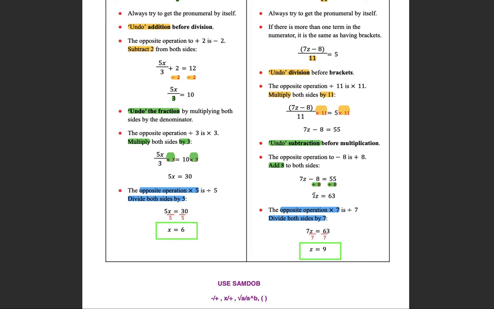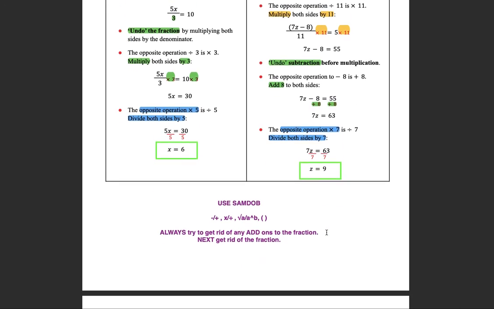So then I'm left with 7z. And again, remember 7z means 7 multiplied by z. So I have to do the opposite operation, which is to divide by 7. So I divide both sides by 7. So 7z divided by 7. Jeez, that's a mouthful. So 7 divided by 7 cancels out. 63 divided by 7 gives me 9.